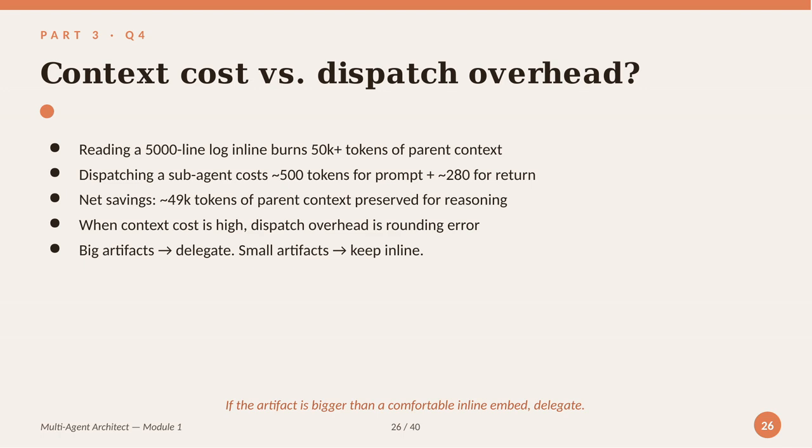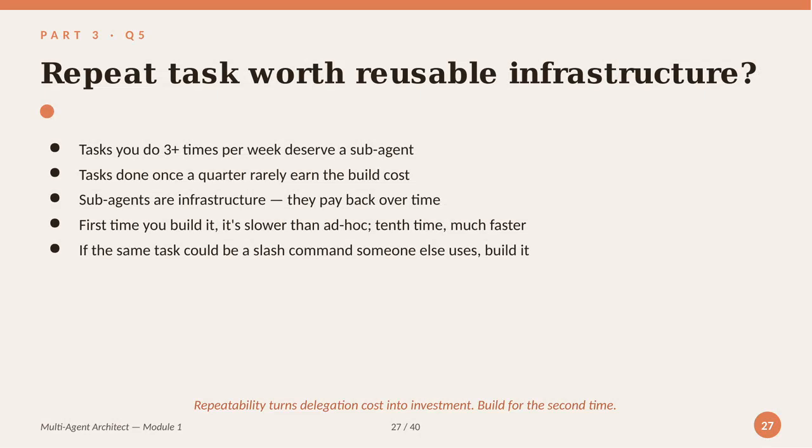The math isn't close. Question 5. Repeat task worth turning into reusable infrastructure? Tasks you do 3 or more times per week deserve a subagent. The build cost, a couple hours to author the agent file, test it, install it, pays back fast when the task recurs. The first invocation is slower than ad hoc. The 10th is much faster. By the 20th, the subagent is paying for itself many times over.